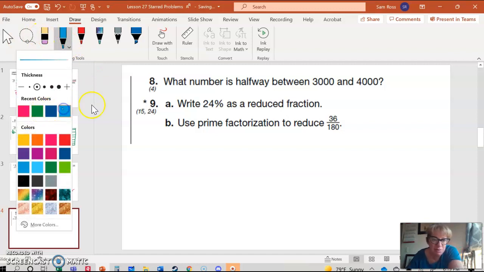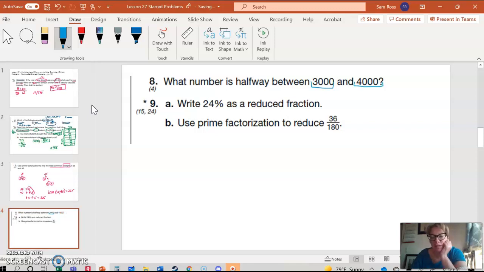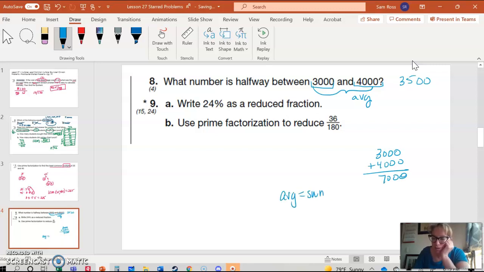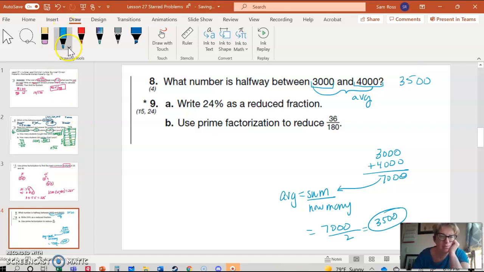New color. What number is halfway between 3,000 and 4,000? It's 3,500, but if you don't know that for sure, what you're going to do is take the average. So you do 3,000 plus 4,000, which is 7,000, and then because there's two values, the average is the sum over how many? So I did the sum, that's going to go here. I know that I have 2, so I'm going to have 7,000 divided by 2, which is 3,500.